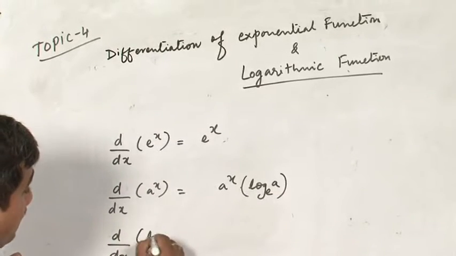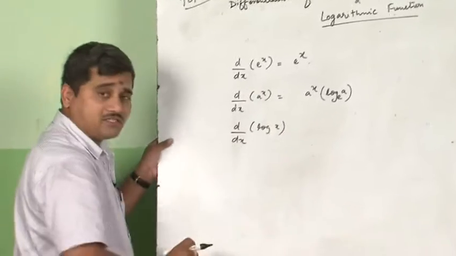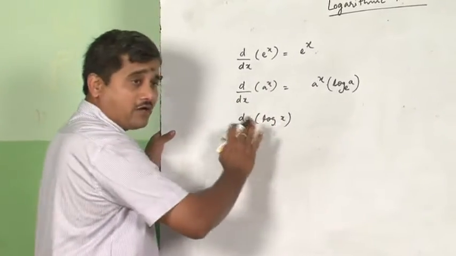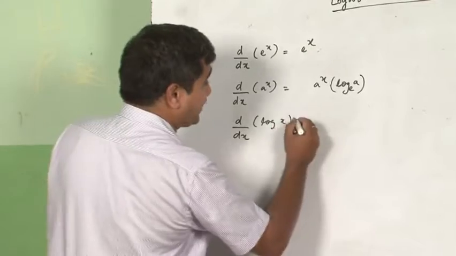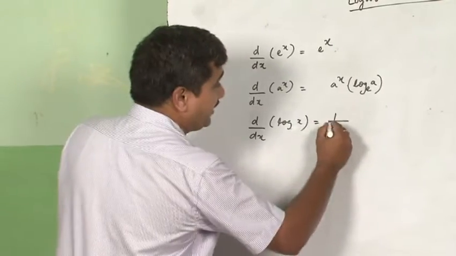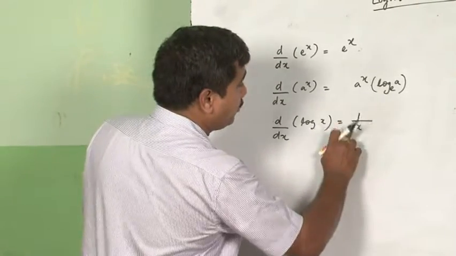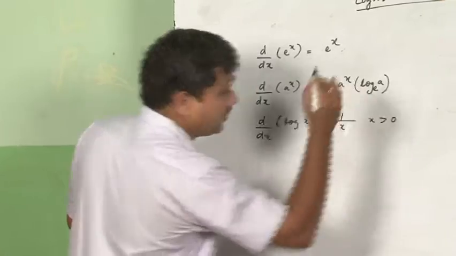Differentiation of log x to the base e, sometimes if we do not say, you have to assume that it is the natural logarithmic function, whose derivative is 1 upon x. Please remember, it is a positive x, always positive x. It is true for only x greater than 0.